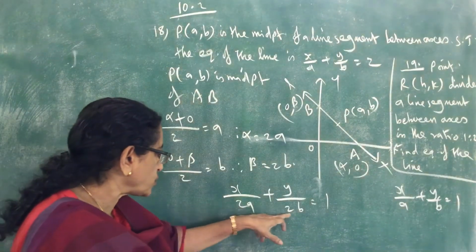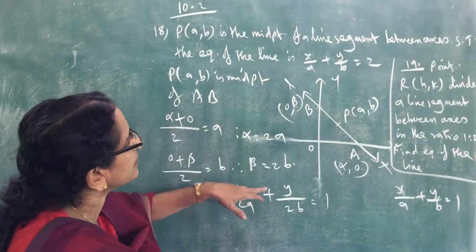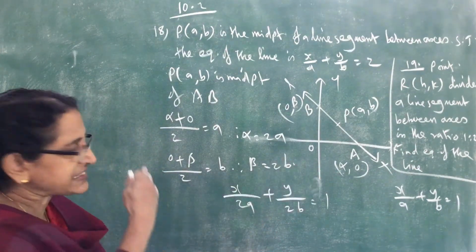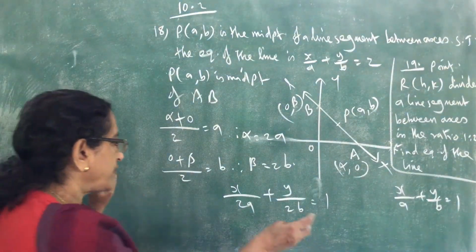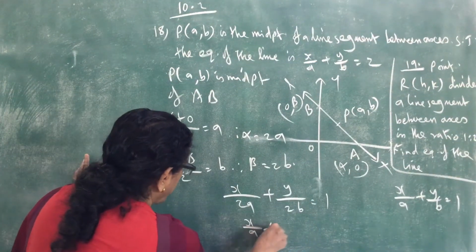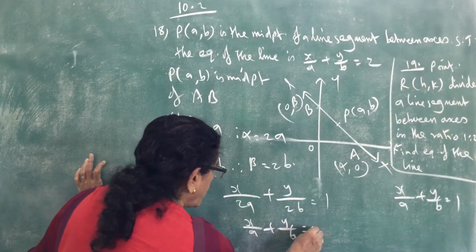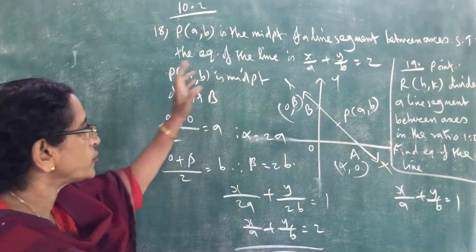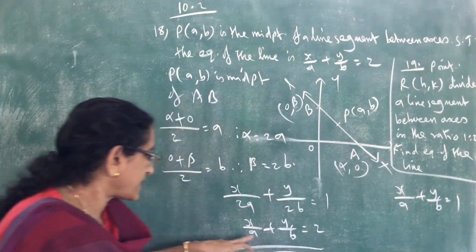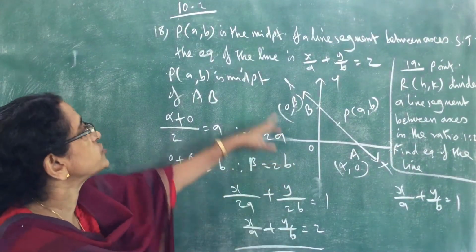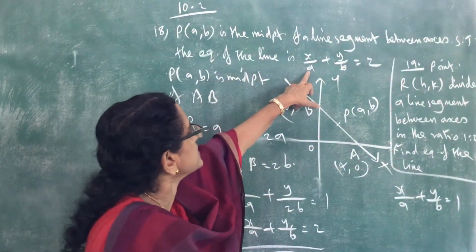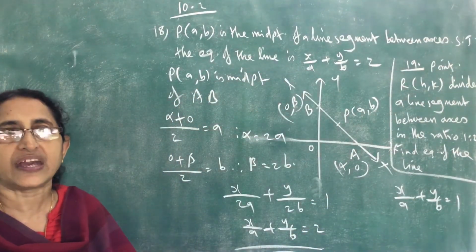Now there is a common factor of 2, so we can cross multiply to the other side, or multiply throughout the equation by 2. So what we get is x by a plus y by b equal to 2 into 1, which is 2. That is what we want to prove. So the equation of the line is x by a plus y by b equal to 2.